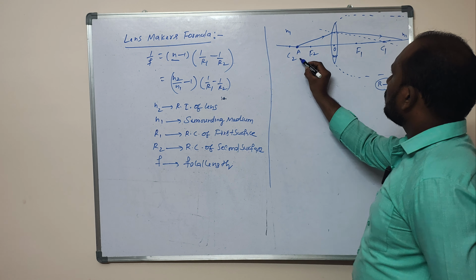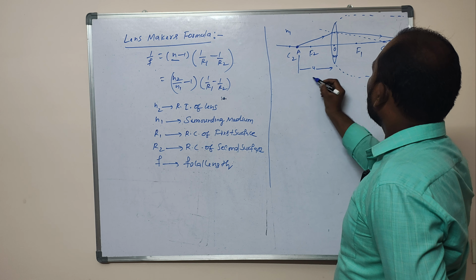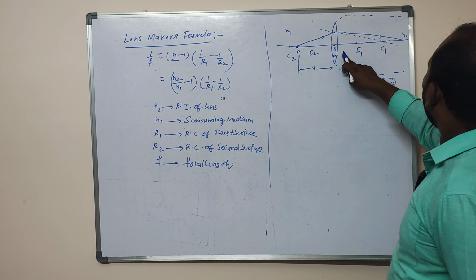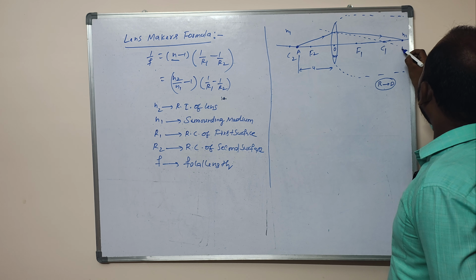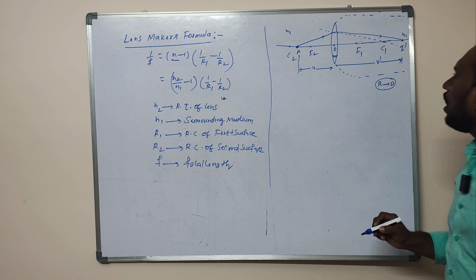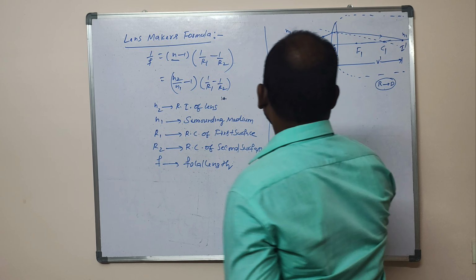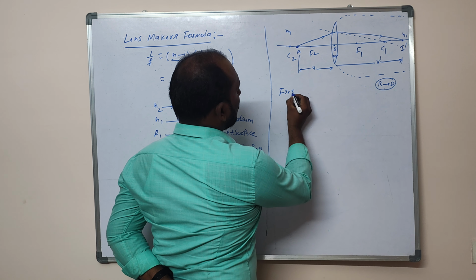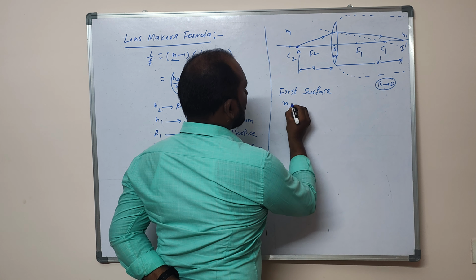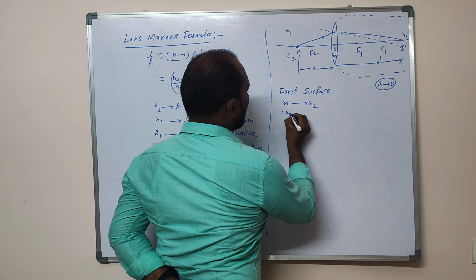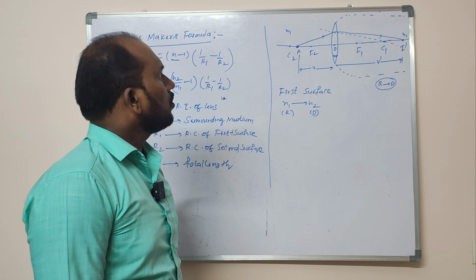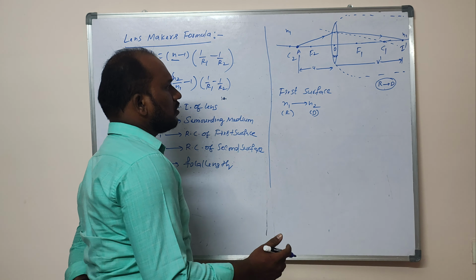From A to O, what is the distance called? Object distance. And let's say O to this point I dash is called v dash, the image distance of the first surface. On the first surface, the ray travels from n1 to n2. n1 is a rarer medium and n2 is a denser medium, because the lens is made of glass, so it is rare to denser.